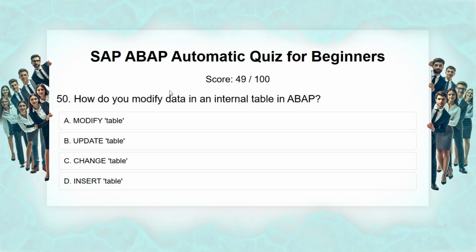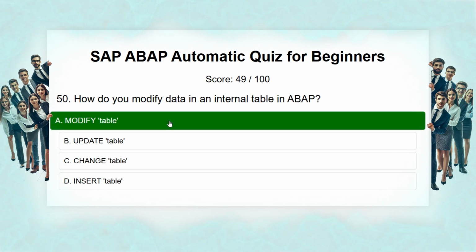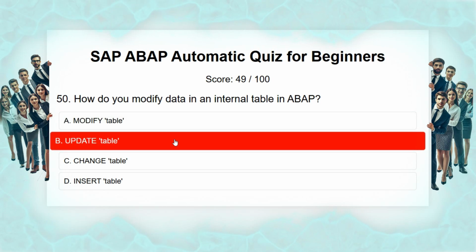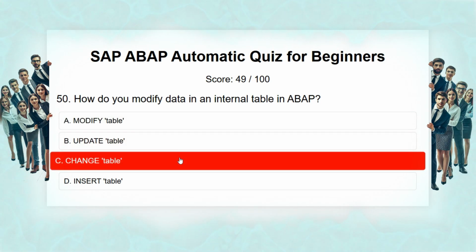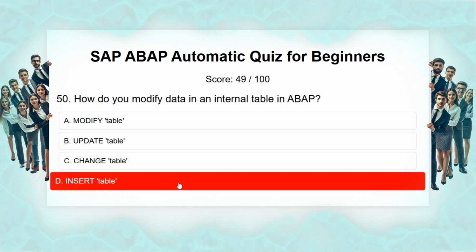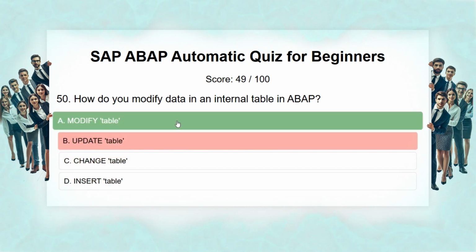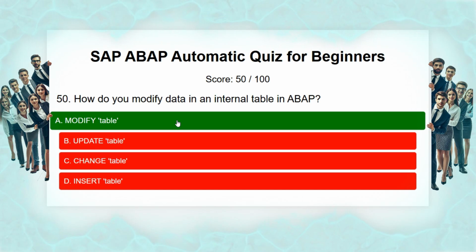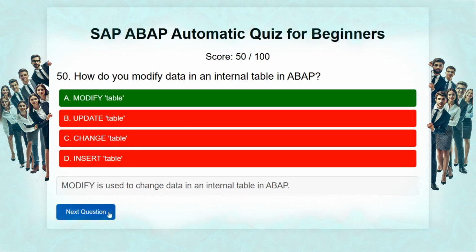50. How do you modify data in an internal table in ABAP? A. Modify table. B. Update table. C. Change table. D. Insert table. Correct answer. Modify is used to change data in an internal table in ABAP.